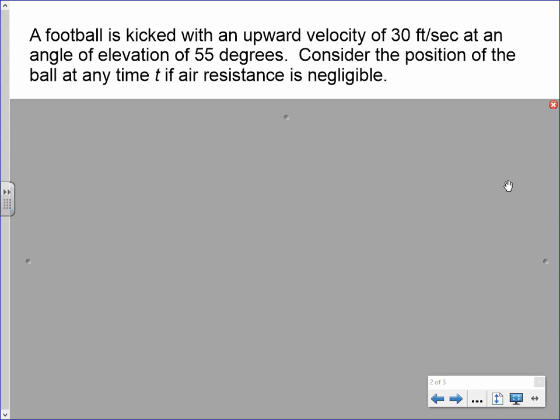A football is kicked with an upward velocity of 30 feet per second at an angle of elevation of 55 degrees. Consider the position of the ball at any time t if air resistance doesn't matter. There's no wind.